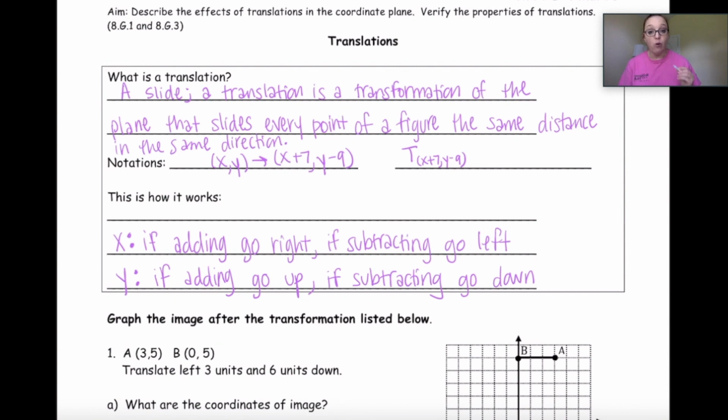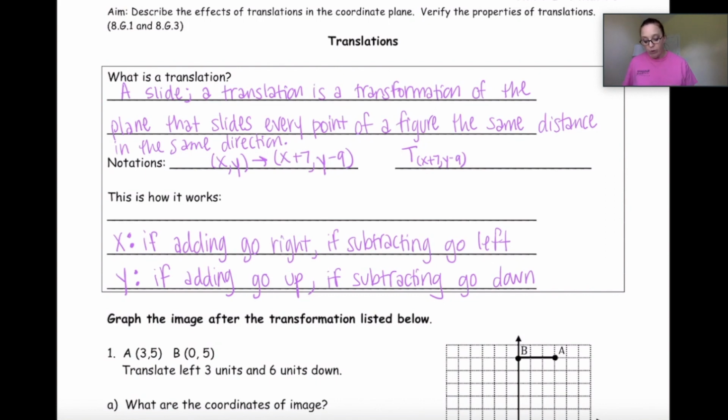The y-coordinate is talking about going either up or down. So remember, the y-axis goes up and down vertically like that. If you're adding a number to the y value, that's the number of units you will move up. If you're subtracting a number from the y value, that's the number of units you would move down. Again, if you haven't copied this information down, then you should pause the video and do so now.